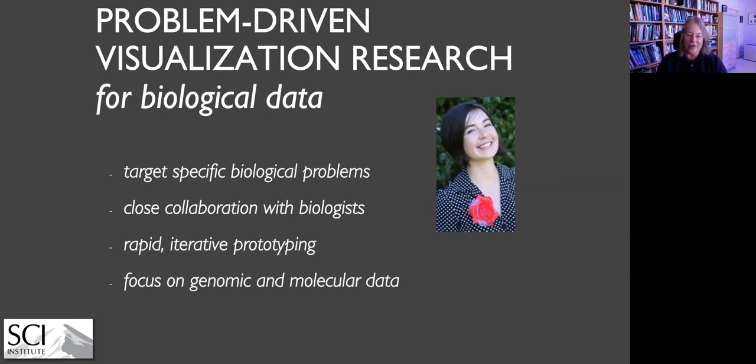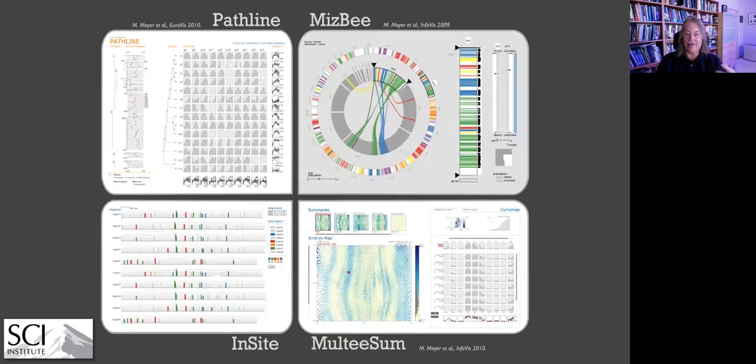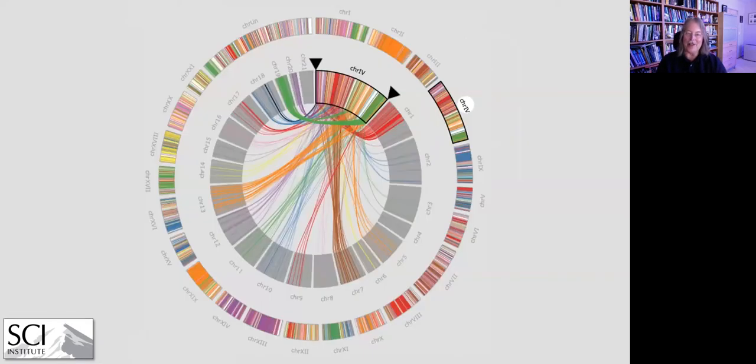And then she designed new systems from the ground up that would try to solve the problem at hand with the data they were using and the hypothesis that they had, and then gave the systems to them, got feedback, and updated the systems in this kind of rapid iterative prototyping. And here are 4 different visualization systems that Mariah created to solve 4 different biological problems. So it's the opposite of one size fits all. This is one example I really like.